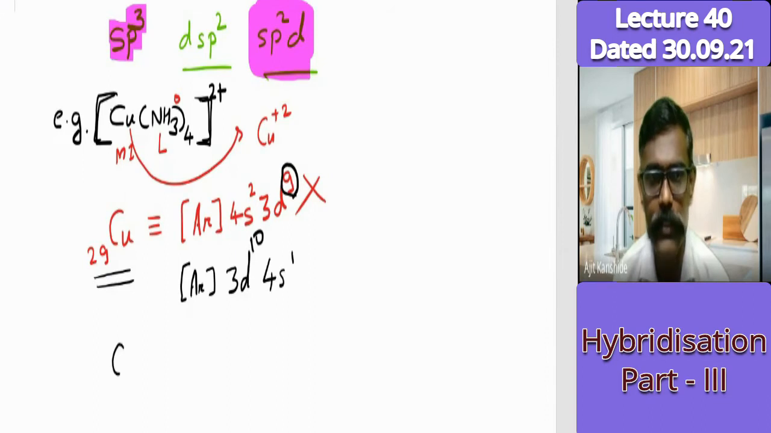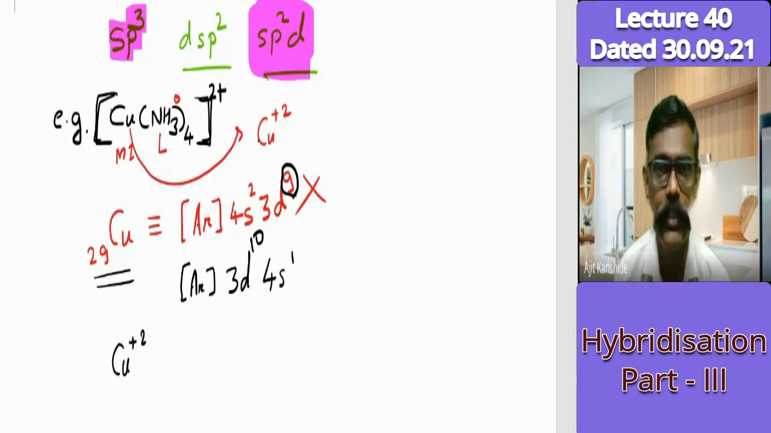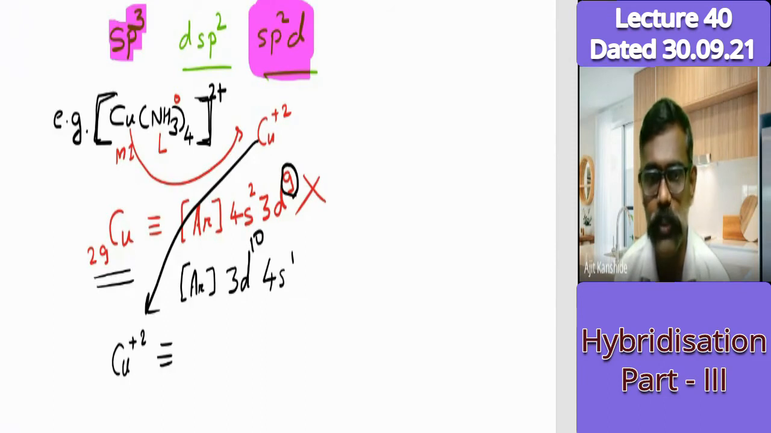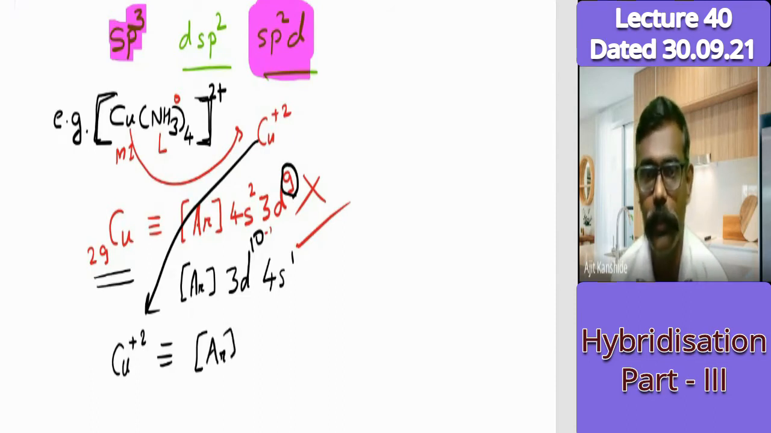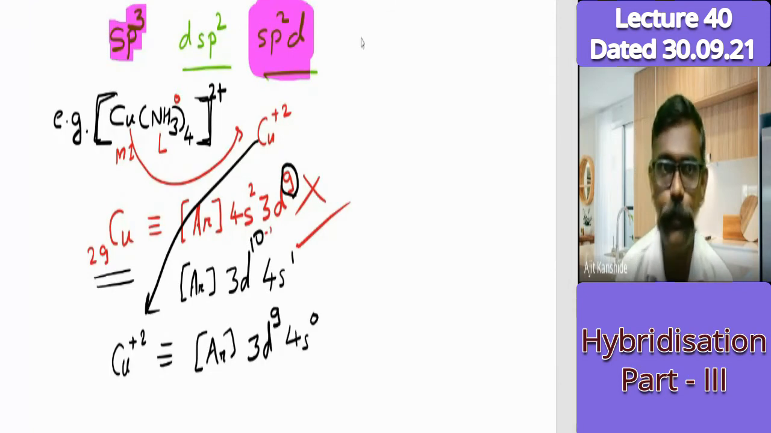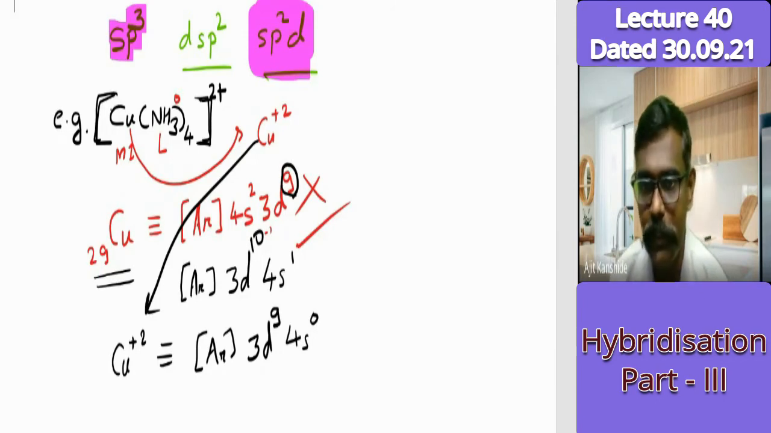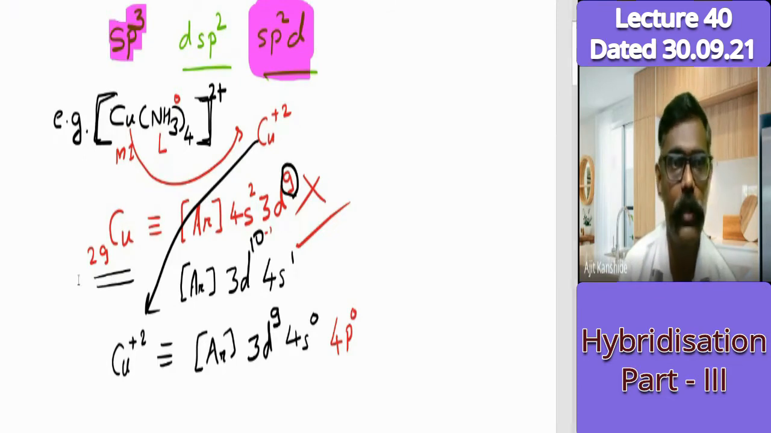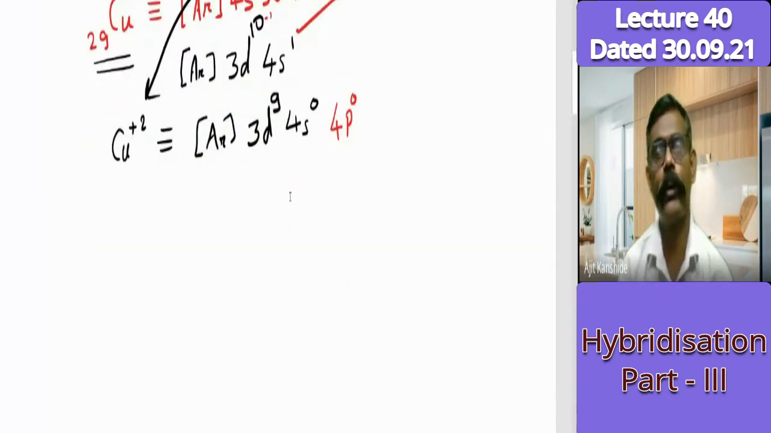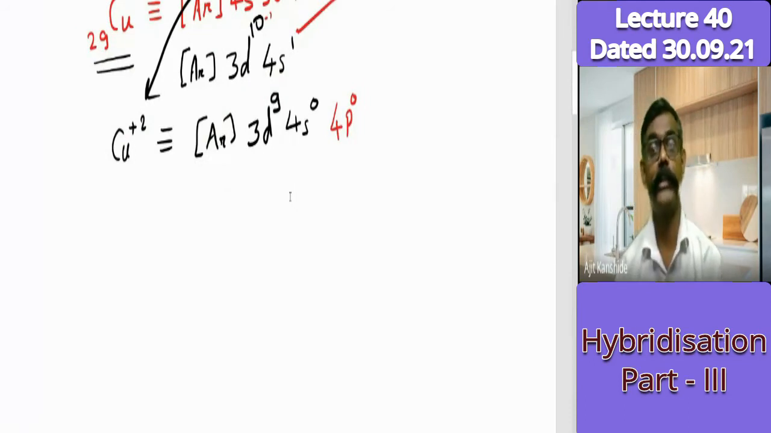But my point of interest is the ion present in that molecule, that is Cu+2. For the Cu+2 electronic configuration, I have to remove 2 electrons. Naturally, I remove the first electron from the 4s and one electron from the 3d. So its electronic configuration will be argon 3d9 4s0. After 4s0, one more orbital is there. Electrons may not be there, but we need to consider it. That is the 4p orbital, with no electrons in it. This is the electronic configuration of the central metal ion, copper +2.